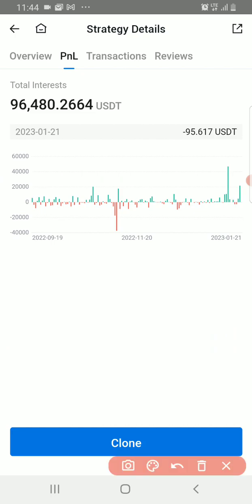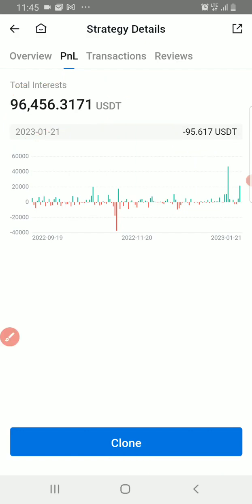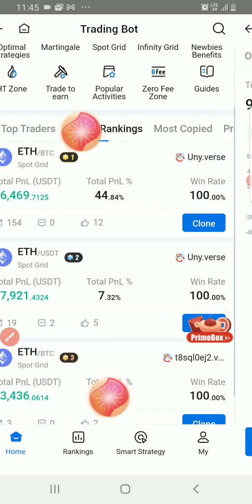So you can see his profit thus far. I think this is the gas fee, which is the fee that the platform is charging. And this is the interest. You can see $96,000. If you just imagine you have $96,000, you are made now. Trust me, you are made. So that's it. So let's go back.